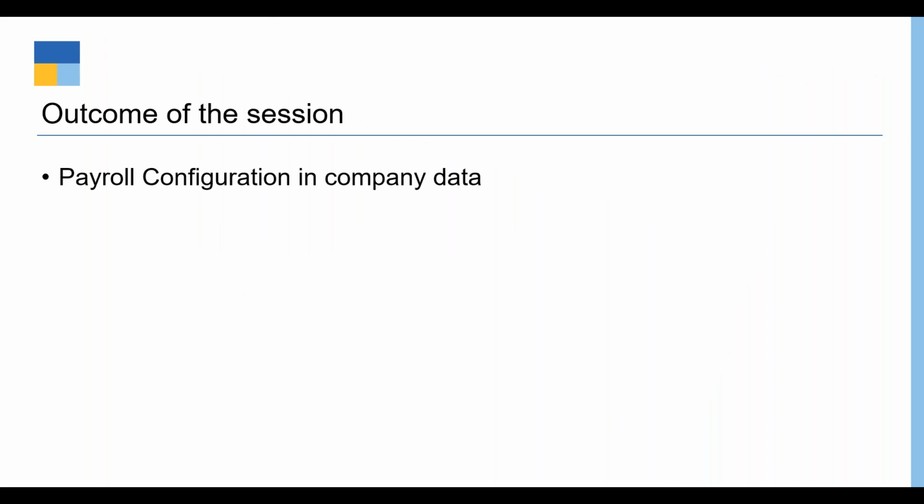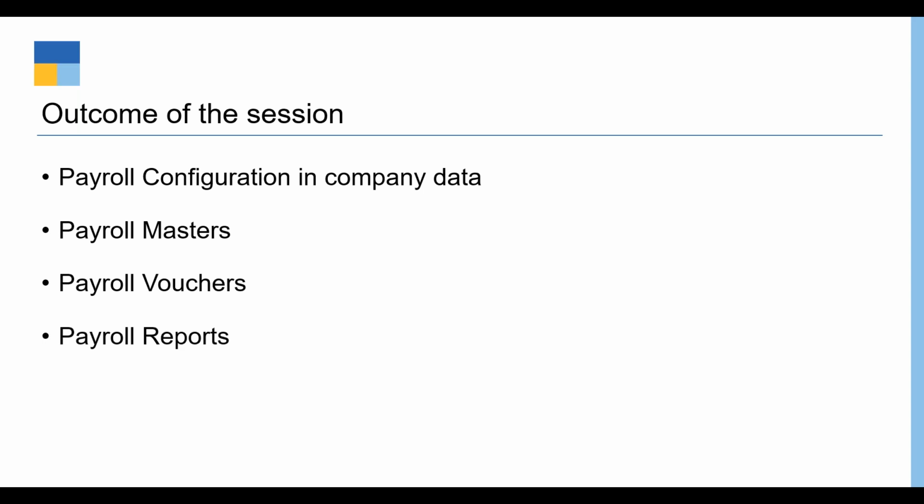Basically, we are going to see how to configure the payroll feature in the company data if you're already using TallyPrime, and how to create different payroll masters so that we can start recording the transactions. We will also see, once we create the different types of masters, how to record the salary vouchers. Once we record the salary voucher, we will also take you through the different reports and forms that are applicable for payroll.